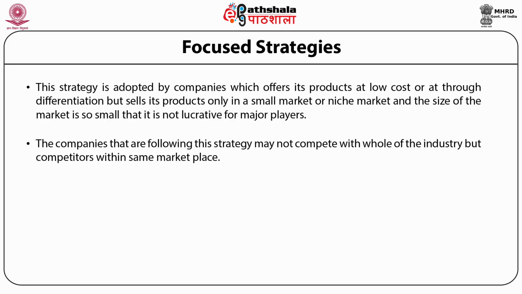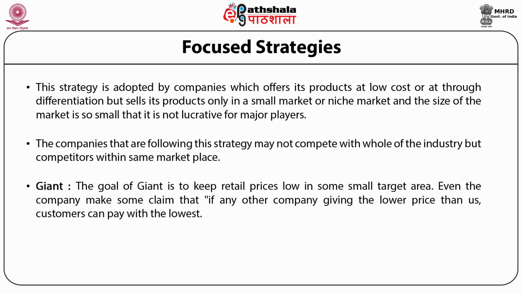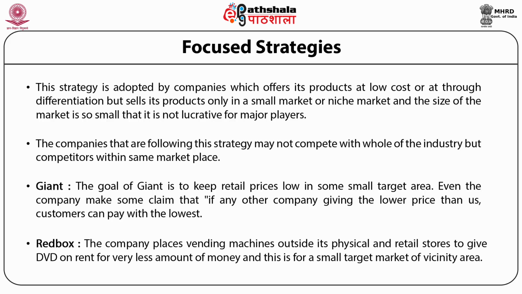For example, Giant. The goal of Giant is to keep retail prices low in some small target area. The company even makes a claim that if any other company gives prices lower than theirs, customers can pay the lowest. Another example is Redbox. This company places vending machines outside its physical and retail stores to give DVDs on rent for very little money, and this is for a small target market of the vicinity area.